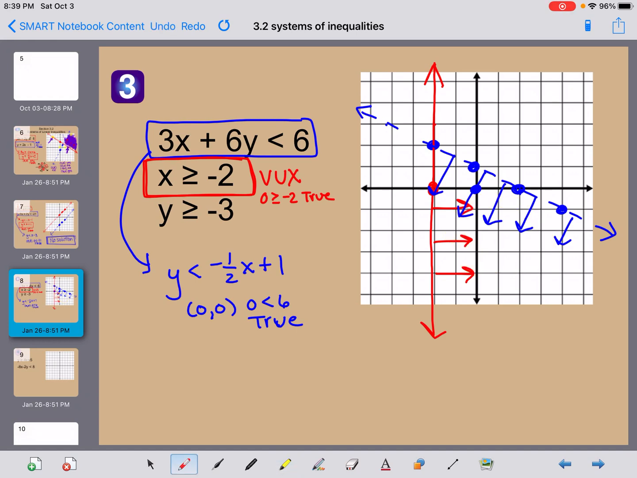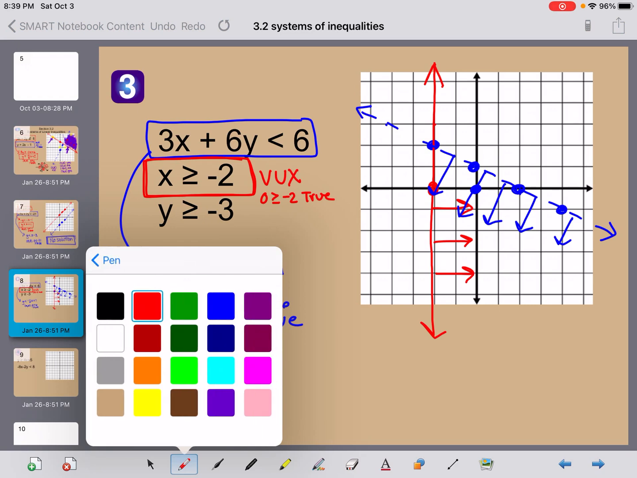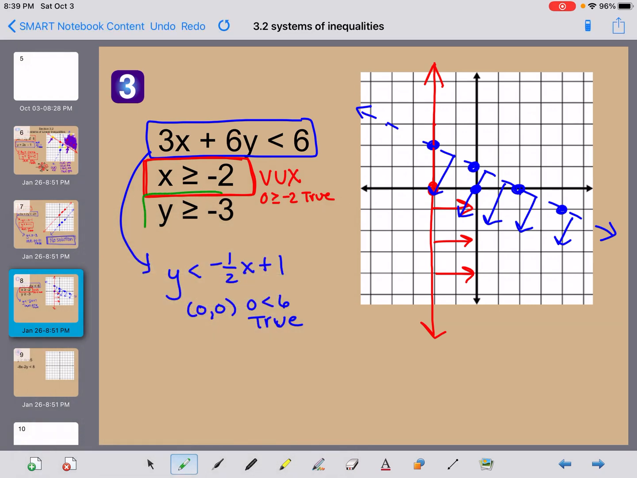So now we're going to add in one more color. Let's go with green. So I see y is greater than -3. That's a HOY problem. So that means it's a horizontal line at -3 on the y-axis. It's solid. If I test 0, 0, 0 is greater than -3. That is true. So I would be shading up towards 0, 0 on this line.